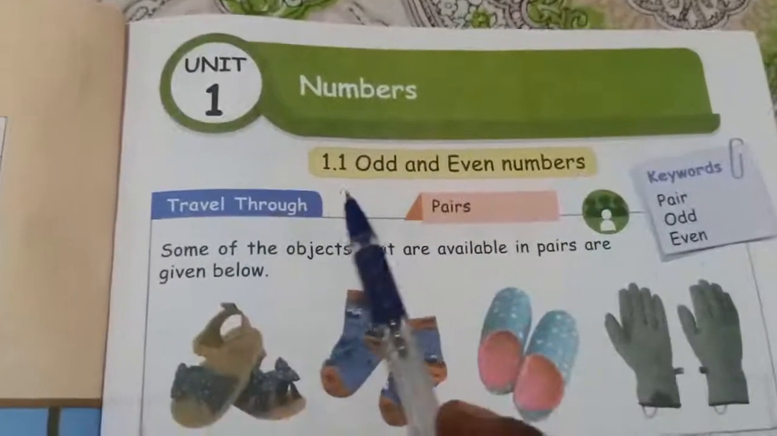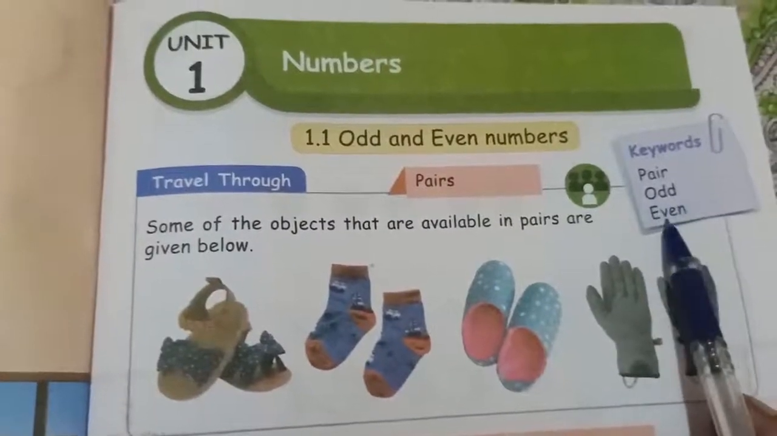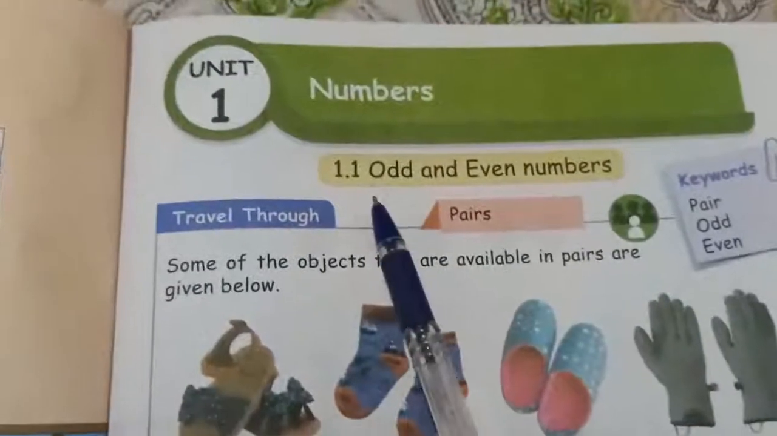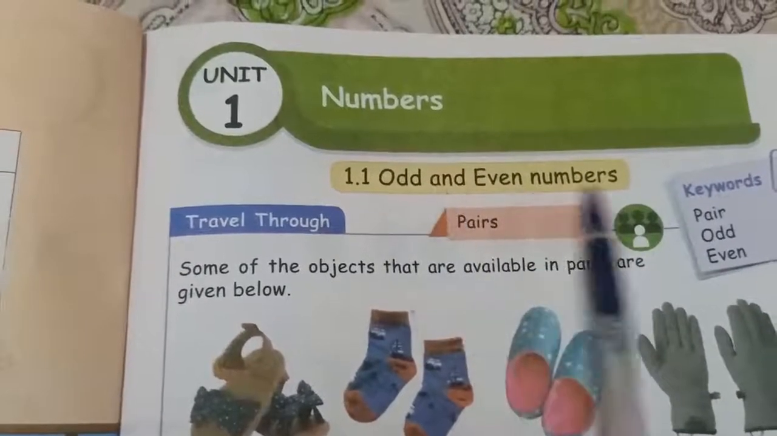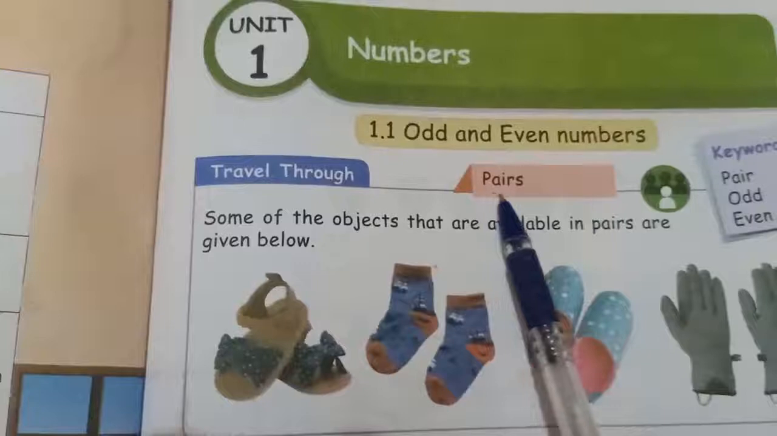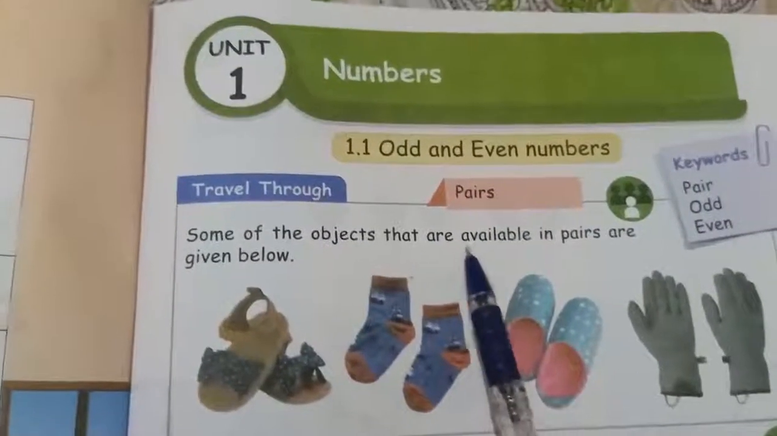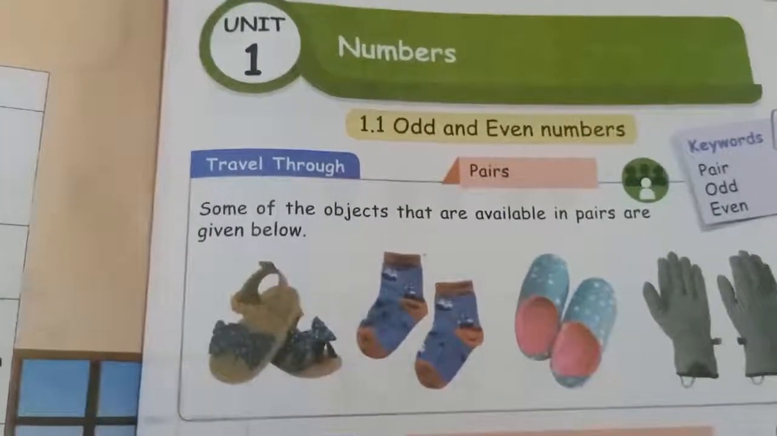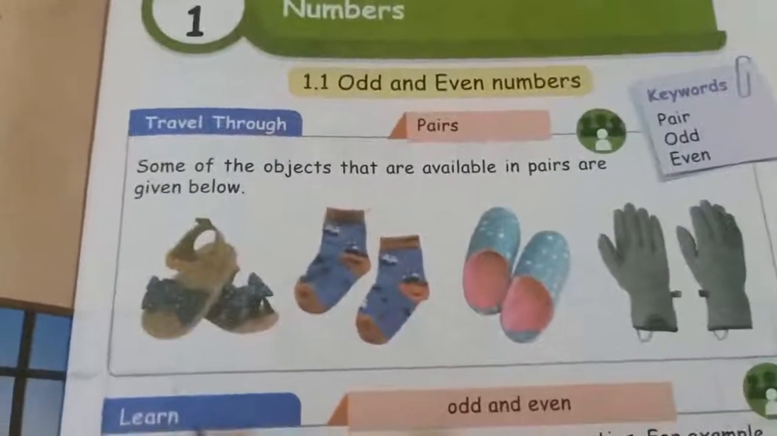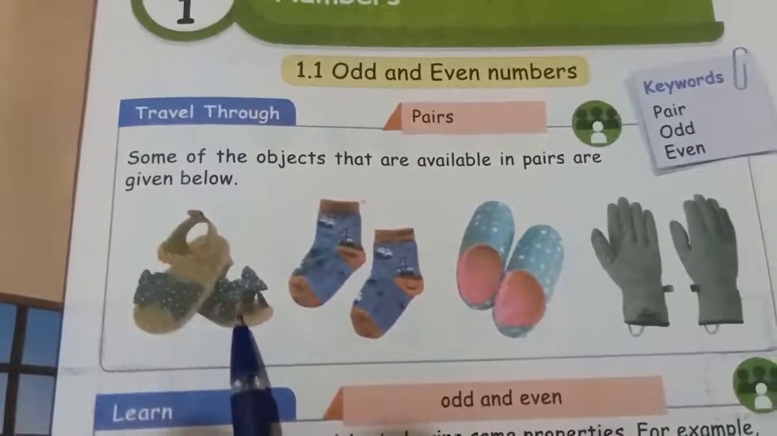Numbers lesson. In this lesson we will see pairs, odd numbers and even numbers. See the first topic, odd and even numbers. See, what is this? Pairs. See, some of the objects that are available in pairs are given below. We have some pictures. What's your first picture? Slipper. Pair of slippers.